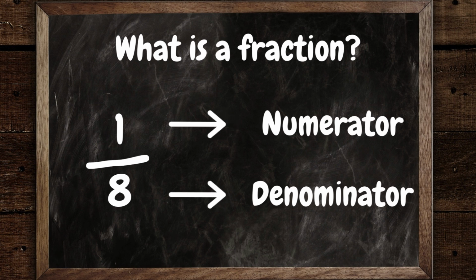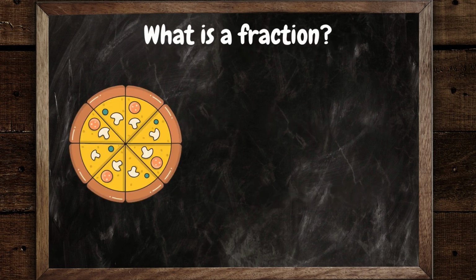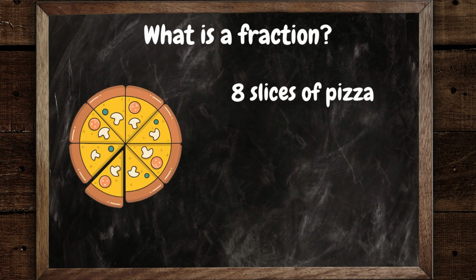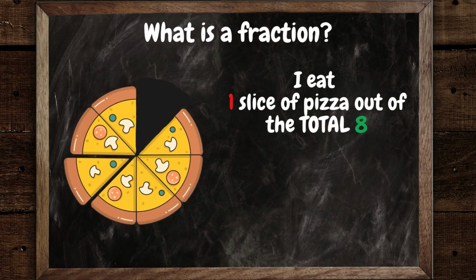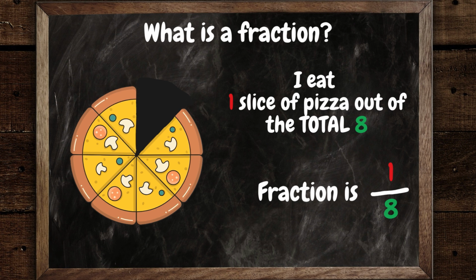Well, a fraction is a way to represent a part of a whole. Think of it as cutting something into equal pieces. It has two parts, the numerator, which is the number on the top and tells us how many parts we have, and the denominator, which is the number on the bottom and tells us the total amount. So for example, if we have 8 slices of pizza in total and I eat one slice of pizza from the 8, the fraction will be 1/8.